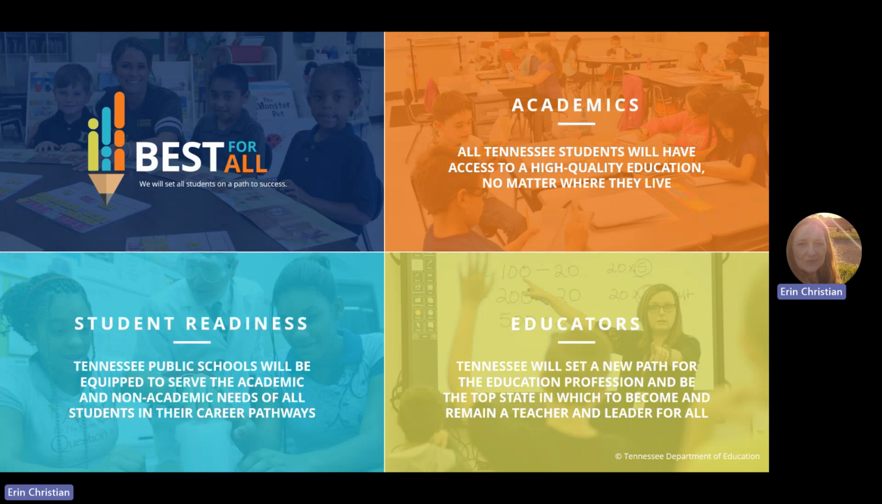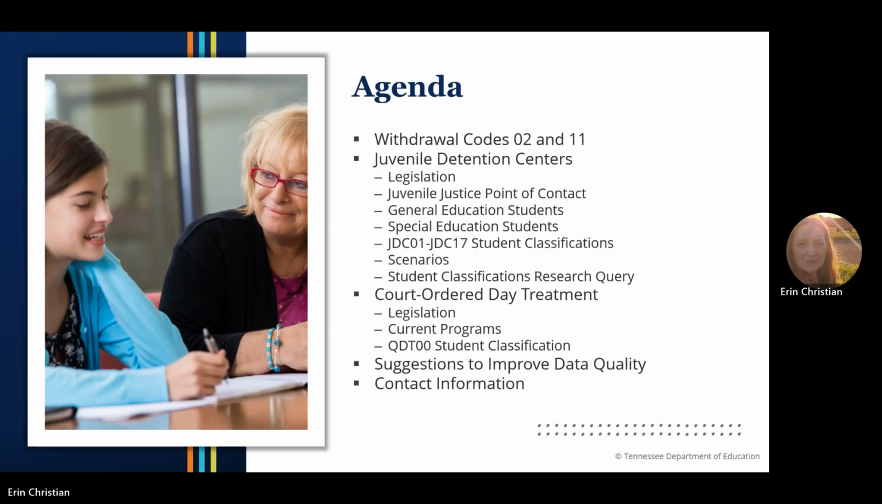On your screen, you'll see the department's Best for All strategic plan. The agenda for today consists of withdrawal codes 0, 2, and 11. We're going to talk about juvenile detention centers and several areas included in that section: court-ordered day treatment, suggestions to improve data quality, and then I will share some contact information.